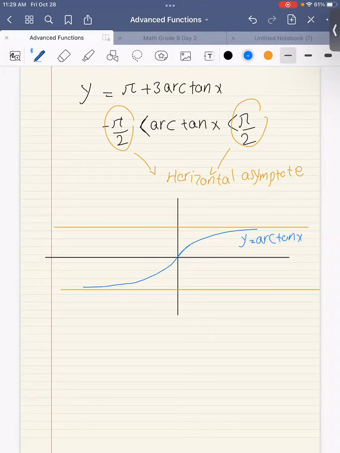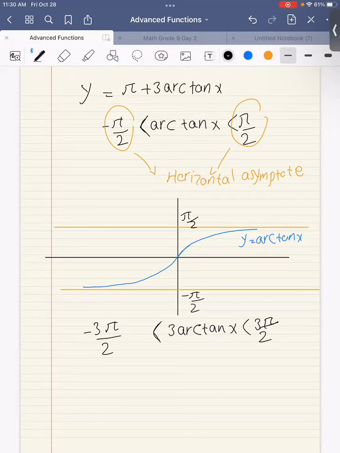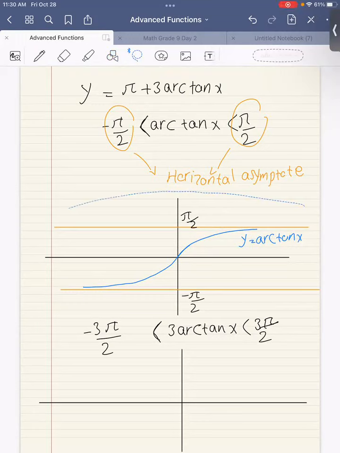Now, when you multiply it by 3, so 3 times arctan of x, it's between 3 pi half and minus 3 pi half. You just multiply everything by 3. So in this picture, if this is pi half and minus pi half, when you multiply it by 3, you get a new picture. Let me move it a little bit up.